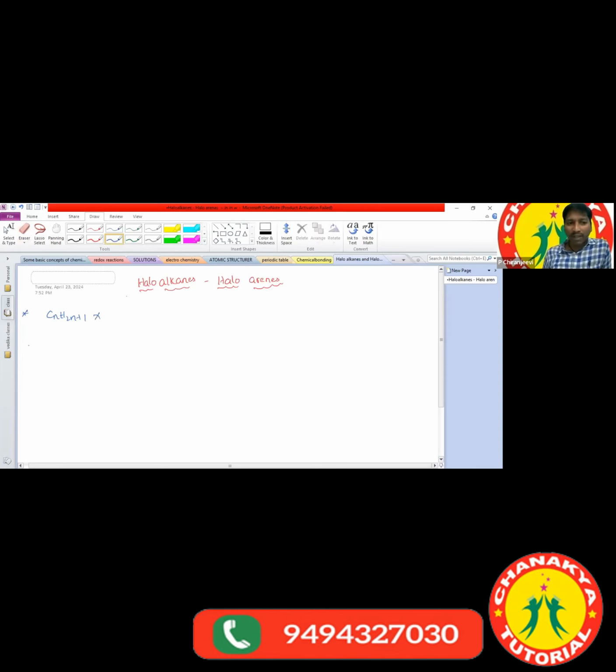And what is meant by haloarenes? What is the simplest molecule of the arene? Arene is nothing but an aromatic compound. What is the simplest molecule of the aromatic compound? Benzene only. In benzene, when one or more hydrogen atoms are replaced by halogens, they are called haloarenes.